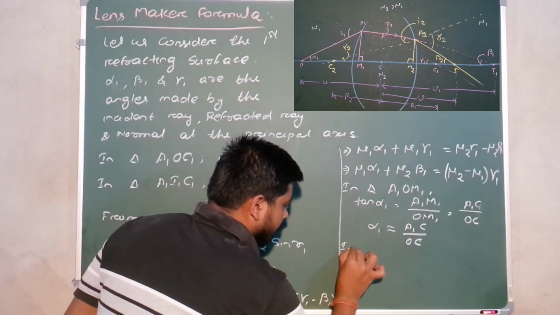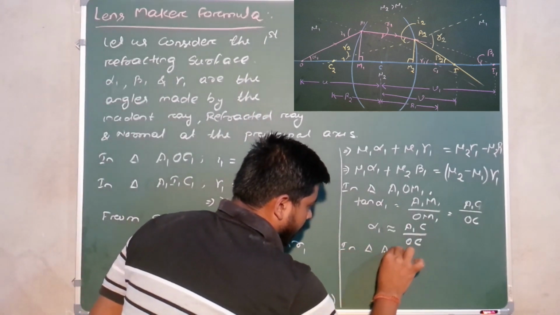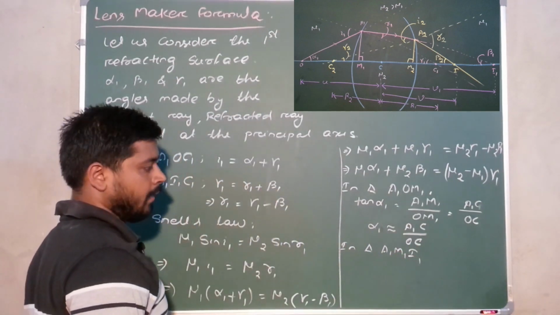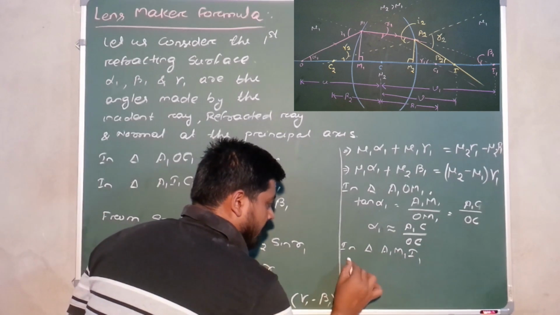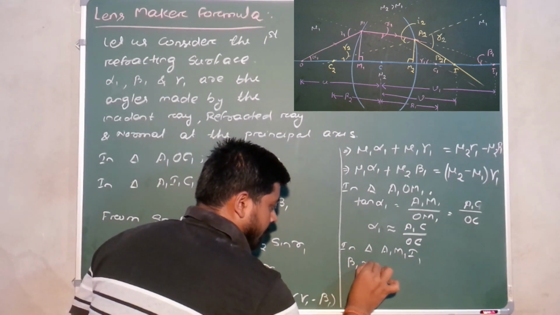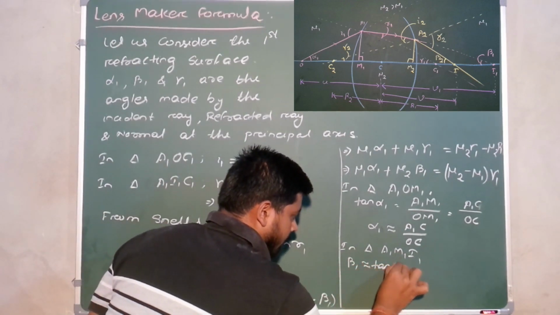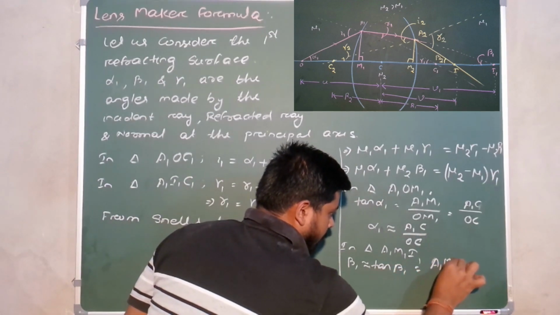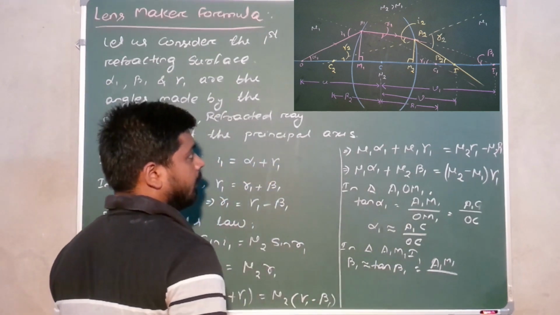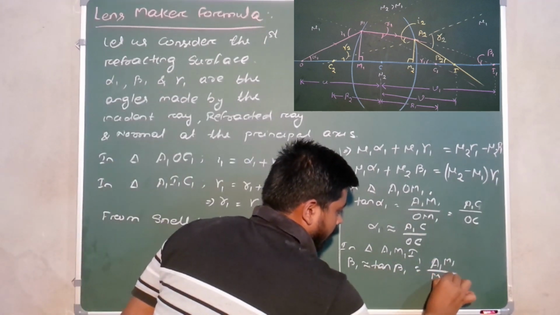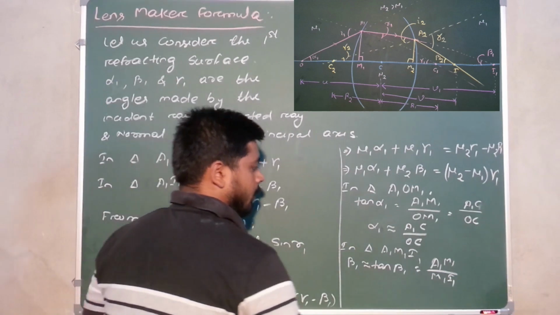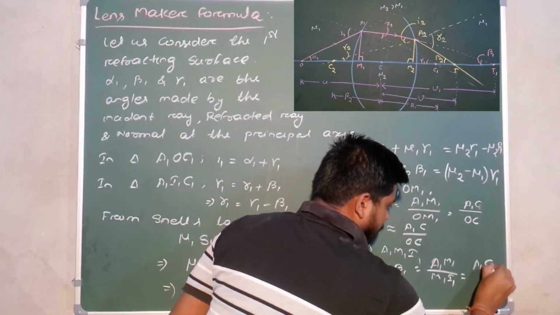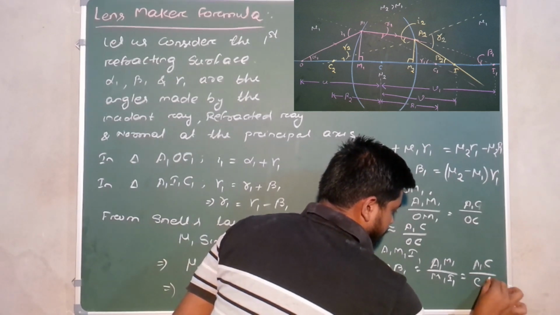Similarly, you just see the triangle A1 M1 I1. In triangle A1 M1 I1, tan beta 1 equals A1 M1 by M1 I1. Yes or no? Here you can write beta 1 equal to A1C by CI1.